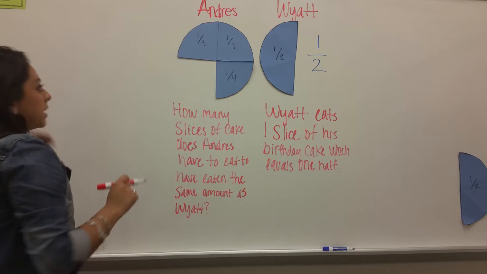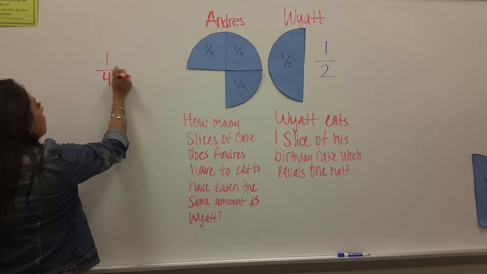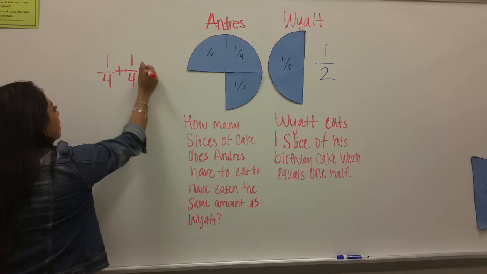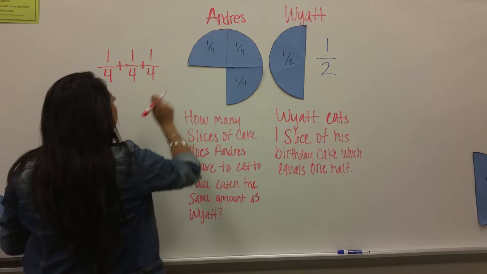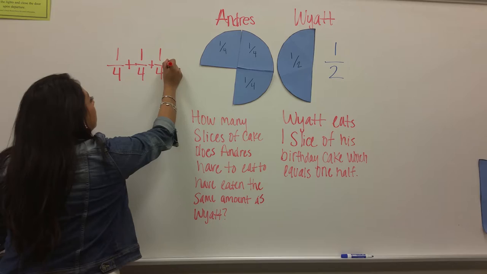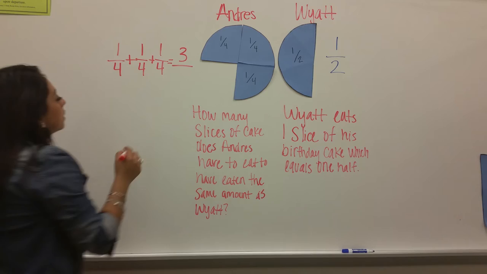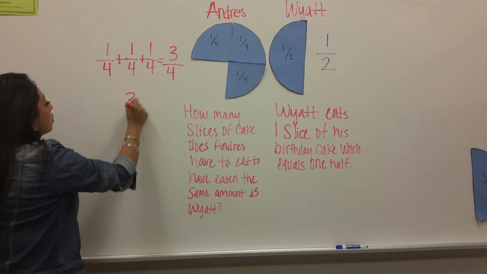What we're going to do is add 1/4, which equals one slice, plus another slice, which is 1/4, plus his third slice, 1/4. Since the denominators are all the same, we're able to add just straight across. So 1/4 plus 1/4 plus 1/4 equals 3, and since the denominators are the same, they're just going to carry over and stay 4. So his fraction is 3/4.